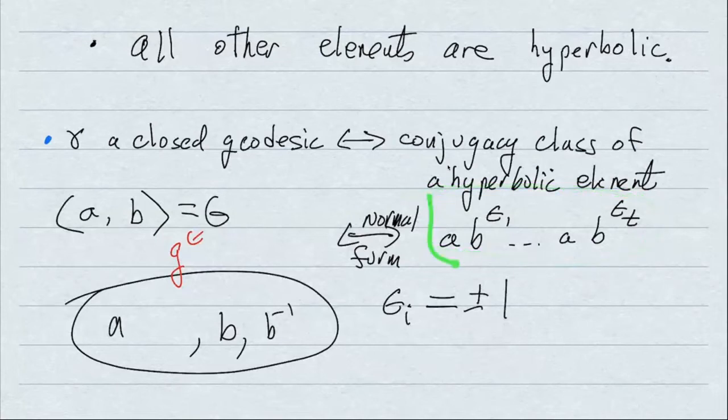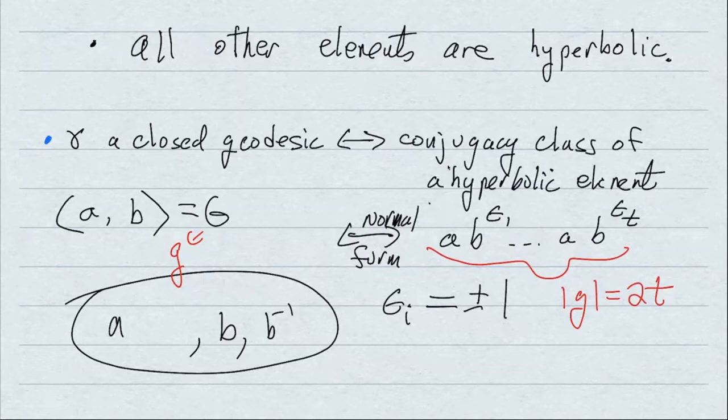So this has length, using T here to denote length, well, there's T As, and then there's T of these epsilons, and the epsilons are plus or minus 1. So altogether, this has length 2T. And so all the conjugacy classes are even length. That's why above, when we were looking at growth rates, we were looking at words of length 2T.